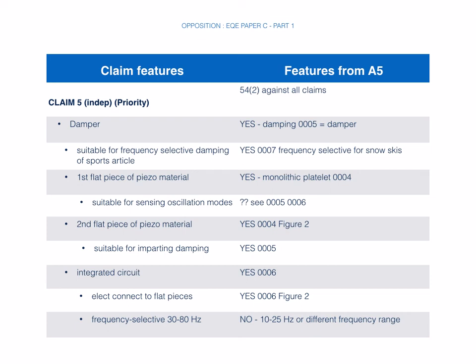Frequency selective 30 to 80 Hz, no. It's 10 to 25 Hz or a different frequency range. So most features of Claim 5 are disclosed in A5, except the frequency selective 30 to 80 Hz. Next, as we proceed down the claims, we compare A5 with Claim 6.